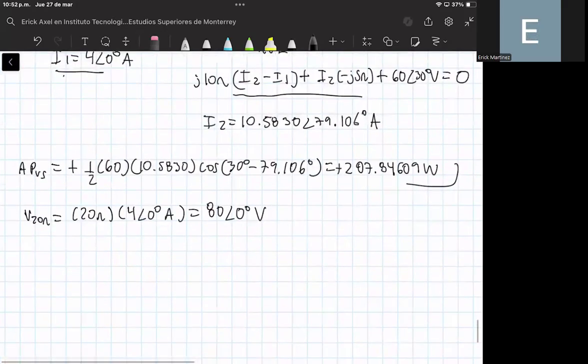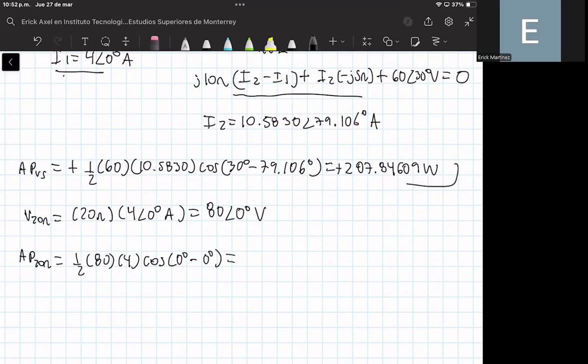And well, with this information, now we can compute the average power of the 20 ohm resistor, that is equal to 1 over 2 times the amplitude of the voltage, that is 80, times the amplitude of the current, that is 4, times the cosine of the phase angle of the voltage, that is 0 degrees, minus 0 degrees, okay? And this is equal to 160 watts, okay?